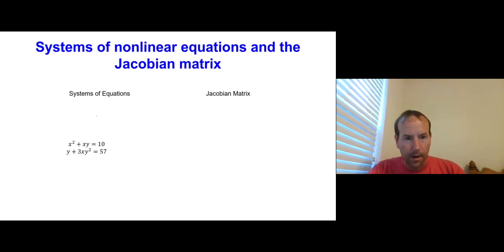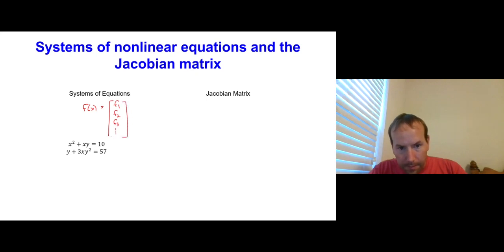So the first thing is that we already talked about the systems of equations, and so we need to know how to write those. So F of x, and it can be any number of equations like this. And so let's look at how that applies to this specific example.